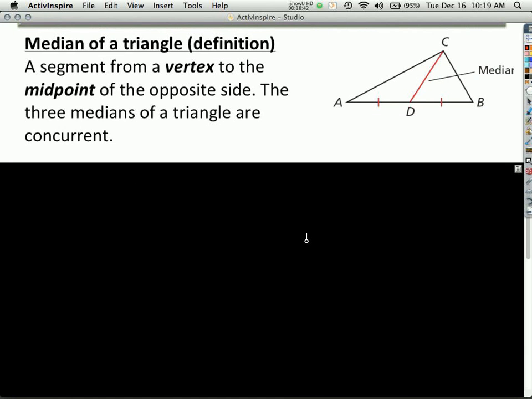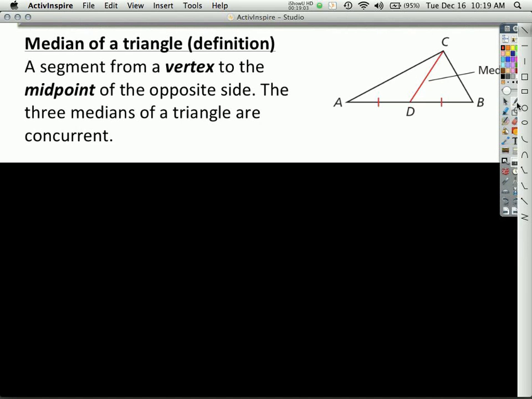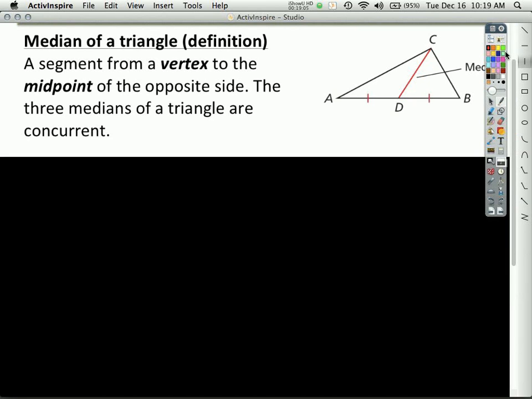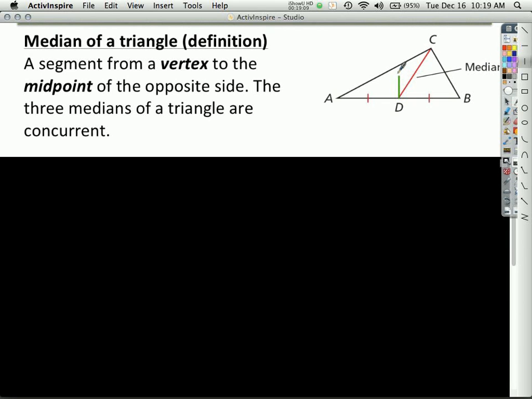So what is a median? A median is a segment from a vertex to the midpoint of the opposite side. So we're going to use midpoint again. We used midpoint when we did perpendicular bisectors. We're using that again for median. You'll remember that a perpendicular bisector goes like this. It starts at the midpoint, but it's a perpendicular, so it goes straight up.